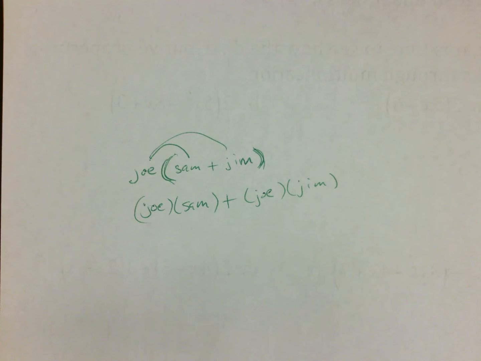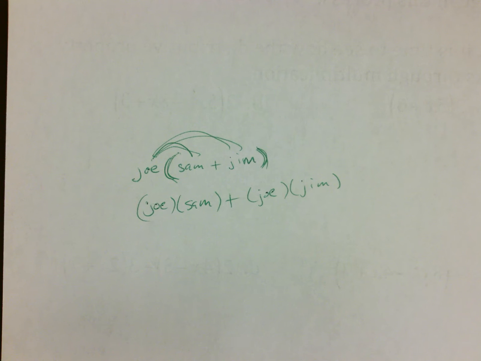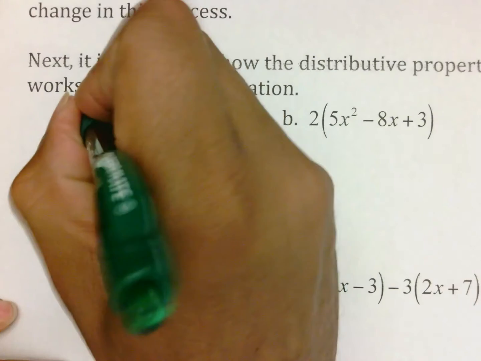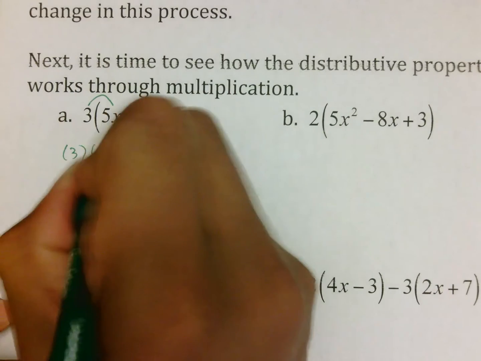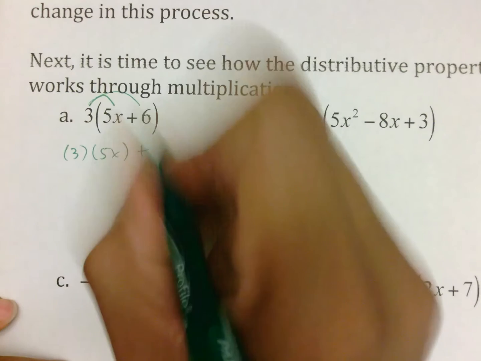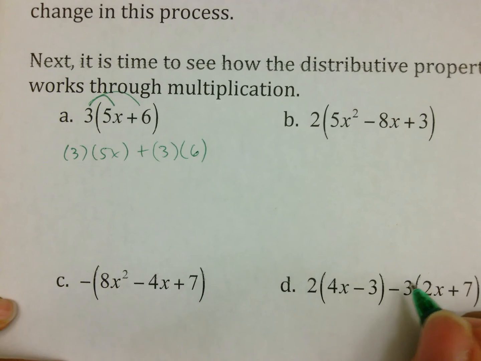And that's pretty much how the distributive property works. It's all the handshakes that go on when the person outside the group meets everybody on the inside of the group. And of course it gets a little deeper than that, but that's the general idea you need to remember. So whenever we see this, in this case 3 is going to meet 5x, and 3 is going to meet 6. Now we know how to multiply these things.